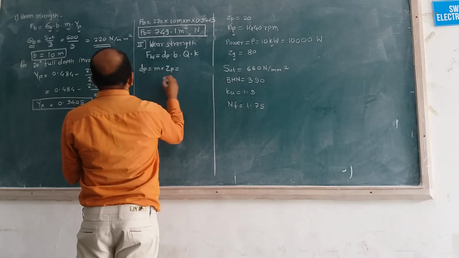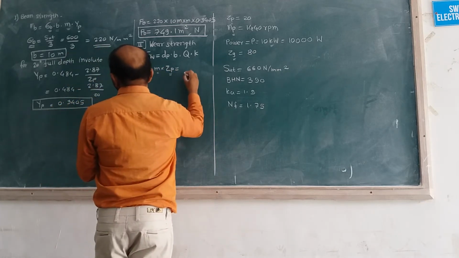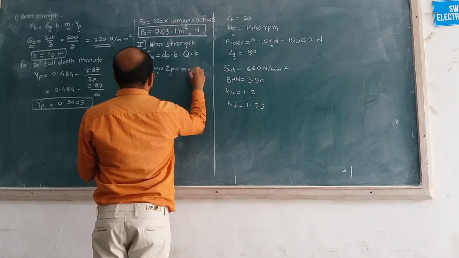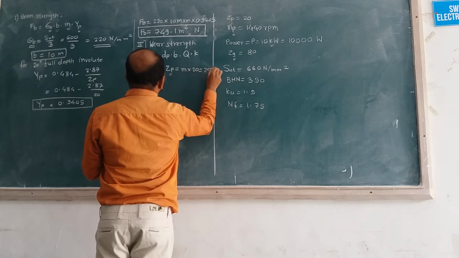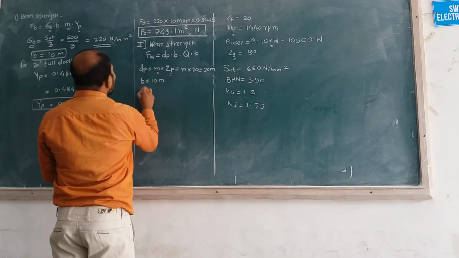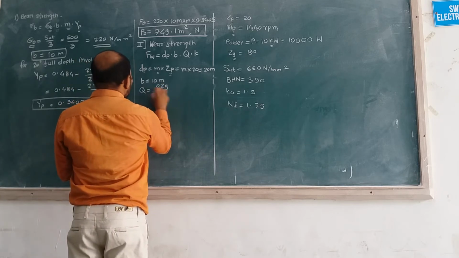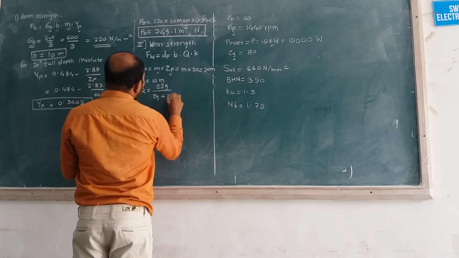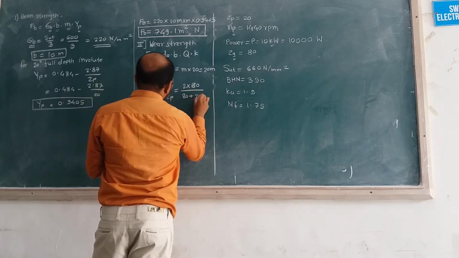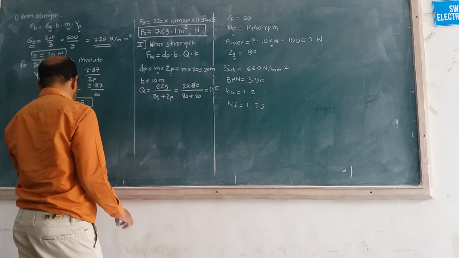So what is the value of m? M is not known, Zp is known. So Zp is 20, so m into 20, or 20 times module. This is the value of dP. Next, B is already there. We assume 10 times module. Q is ratio factor. The formula for ratio factor is 2 times Zg upon Zg plus Zp. So 2 times Zg means 80 divided by 80 plus 20. If we solve these values, then we get the answer 1.6.